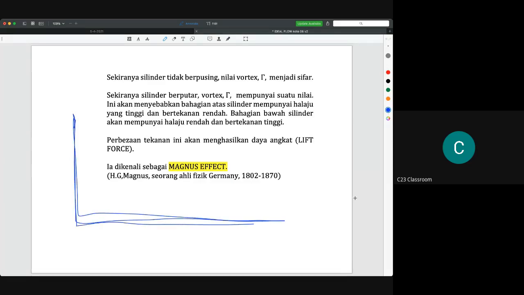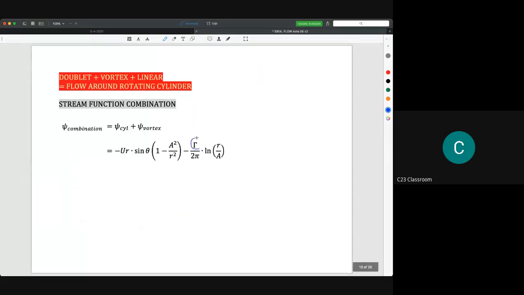Okay, first, if cylinder is not rotate, jika sekiranya silinder tidak berpusing, it means that the value of gamma here is equal to 0. So what happens if gamma equals 0? Then the whole terms here will become 0, meaning the terms here will go back into flow around cylinder. The vortex is gone. So what you have is flow around cylinder. If the vortex carries certain value, now you are evaluating flow around rotating cylinder.